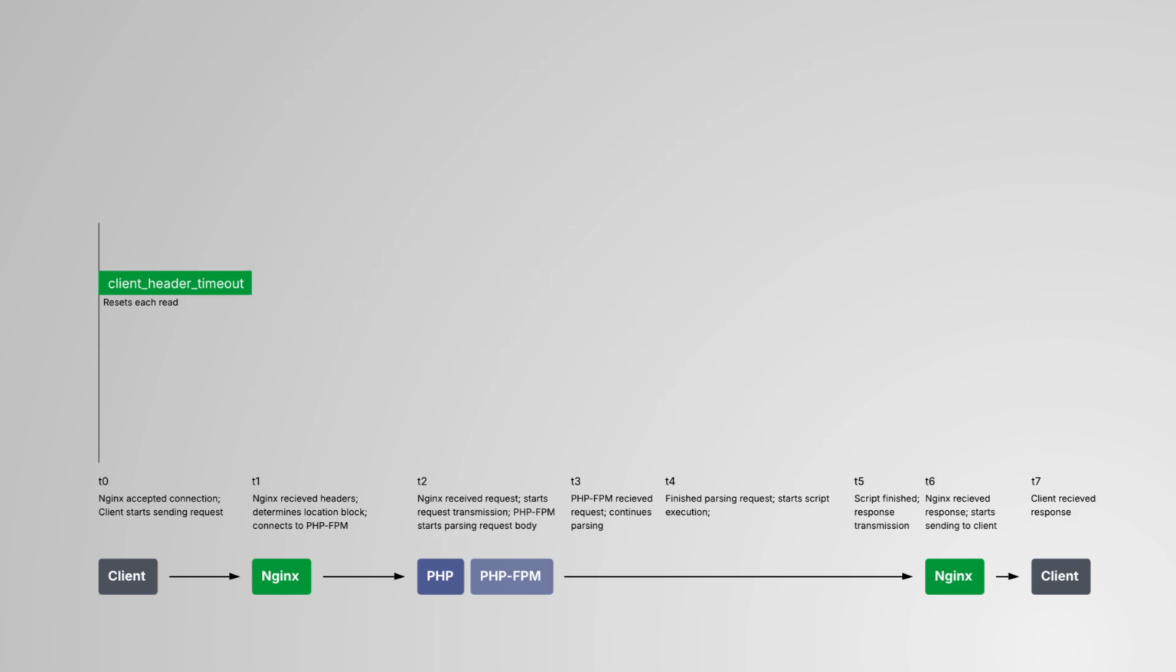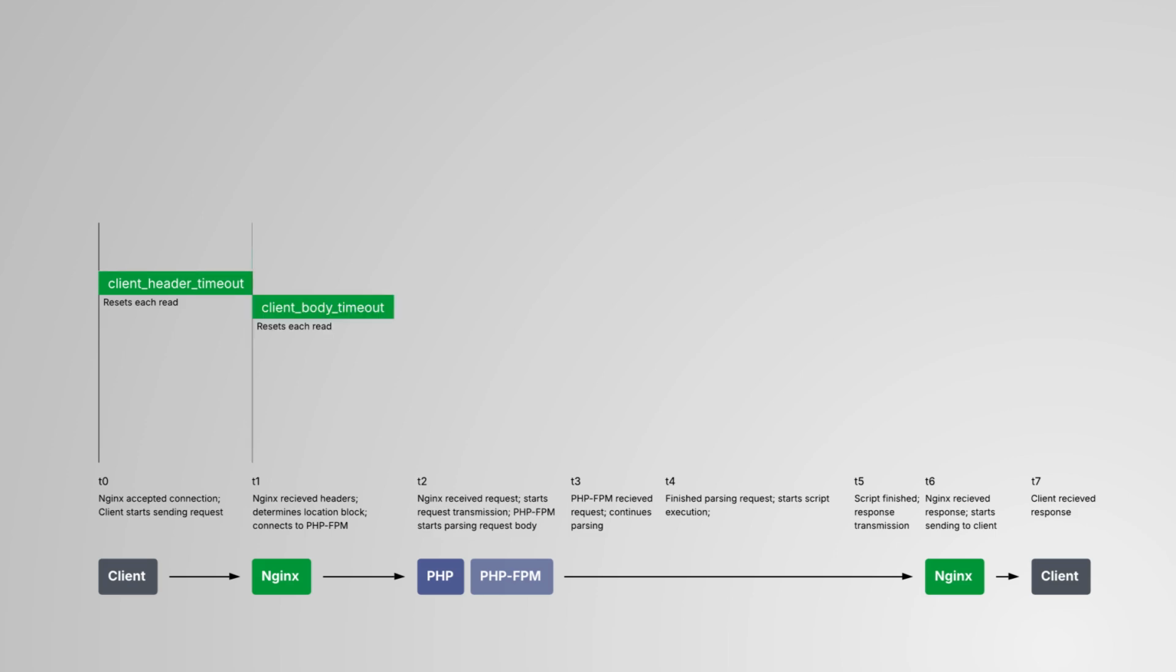Starting from the left, the first timeout is client header timeout, which is triggered when Nginx accepts the connection after the TCP handshake. It sets the time needed to receive the request line and the headers from the client. It's not an absolute timeout, rather it's a timeout for the intervals between reads. That is, each time some part of the header is received, the timer resets to 0. And that's a running theme for a lot of these Nginx timeouts, as you can see in the diagram.